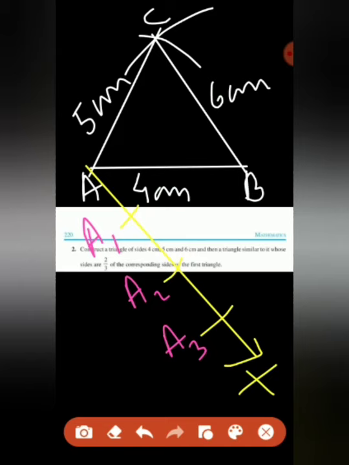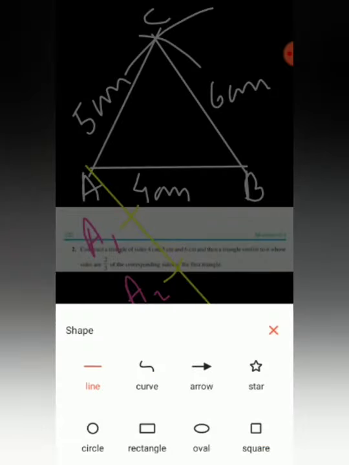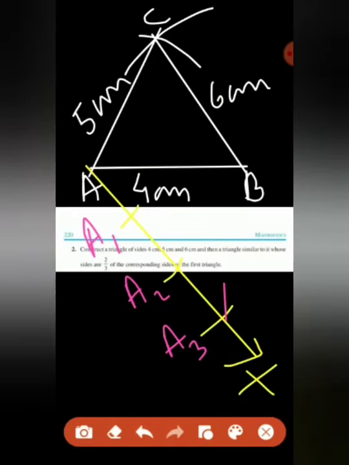After that, since the ratio is 2/3, the numerator is smaller than the denominator, so the triangle which we are to construct should be smaller than this triangle. So what you will do is join A3B. After joining A3B, you will make an arc from A3 like this. With the same measurement, keep the tip of the compass at A2 and make an arc like this.